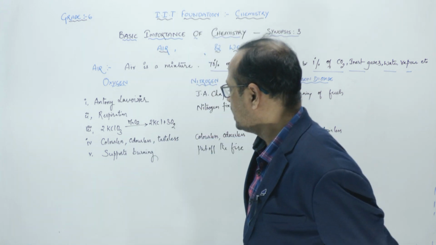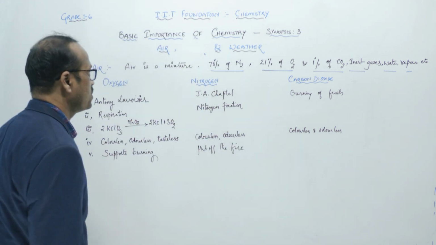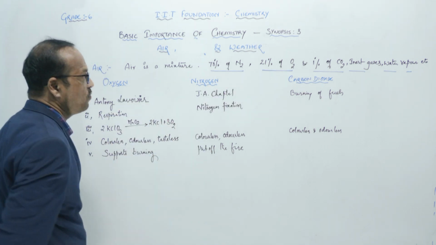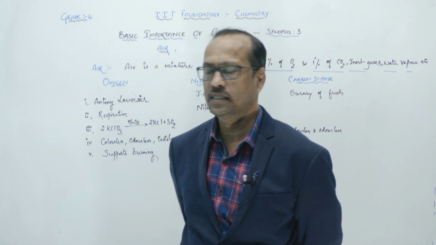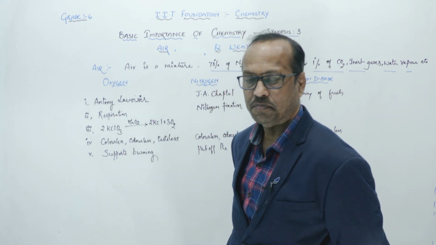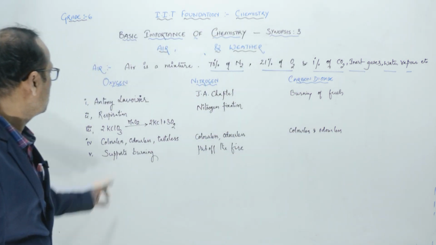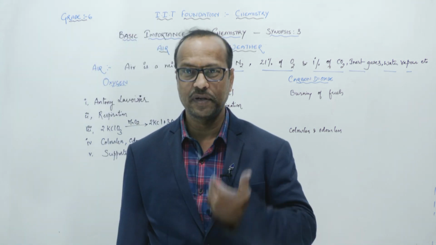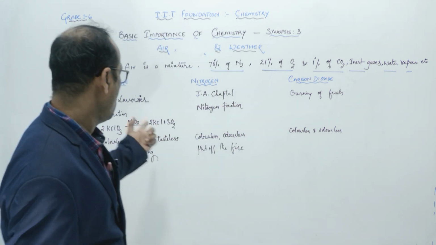Oxygen is one of the most important components of the atmosphere or air, and 21% oxygen is present. The name oxygen was given by the scientist Antoine Lavoisier. Lavoisier was the person who gave the name oxygen, and oxygen is used for respiration. We are respiring, we are okay because of oxygen, right?